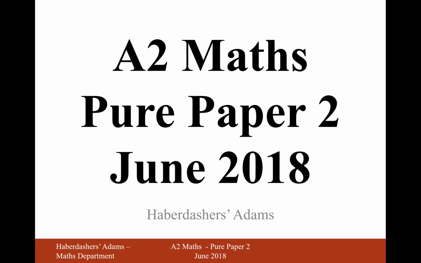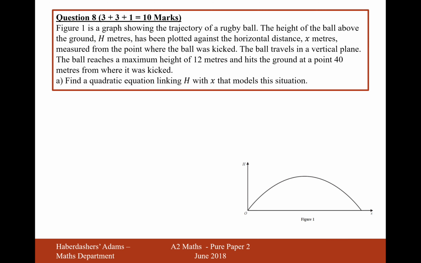Hello there and welcome to A2 Maths from June 2018, paper 2, and here we're looking at question 8, a quadratics question. Figure 1 is a graph showing the trajectory of a rugby ball. The height of the ball above the ground, h meters, has been plotted against the horizontal distance x meters measured from the point where the ball was kicked.